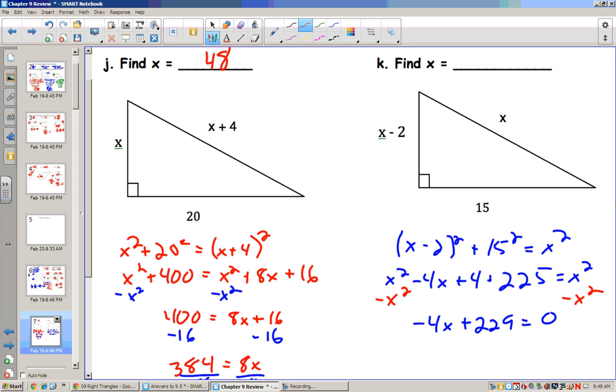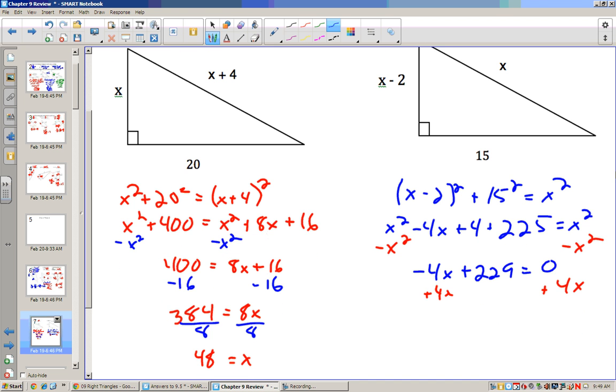Now I'll add 4x to both sides. So 229 is equal to 4x. So now I just divide both sides by 4. And 229 divided by 4 will equal 57.25. So my value for x is 57.25.